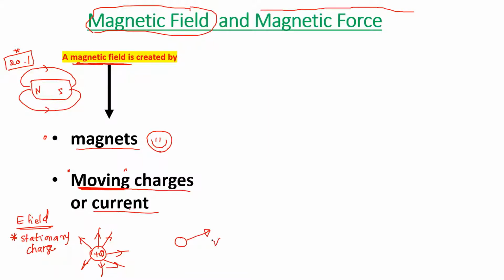Okay, if there's a moving charge or a current, let's say this is some charge moving with some velocity, and this is a current carrying wire. So both of these will create a magnetic field around it. So are you okay with these two? How it changes with the electric field? Yes. Okay, so this is one part of the lesson.